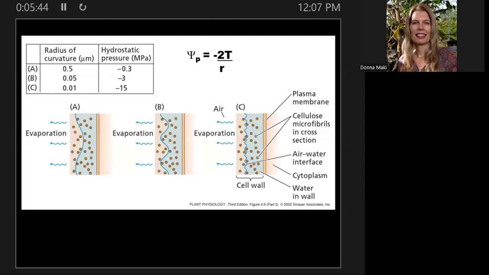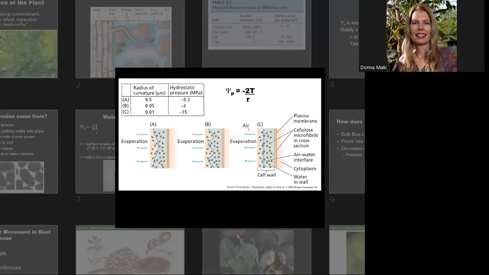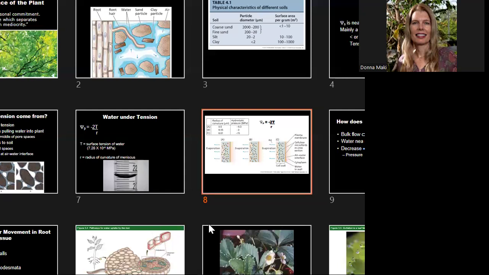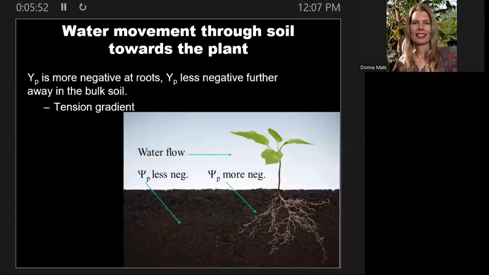And so what's happening in the soil system is you have to get that tension gradient developed. By the roots, in that part of the soil system, you get a pretty decent tension. And then there's less tension further away from the root. And so as long as the plant can maintain a gradient like that, you'll have movement of liquid water through the soil system all the way to the roots.